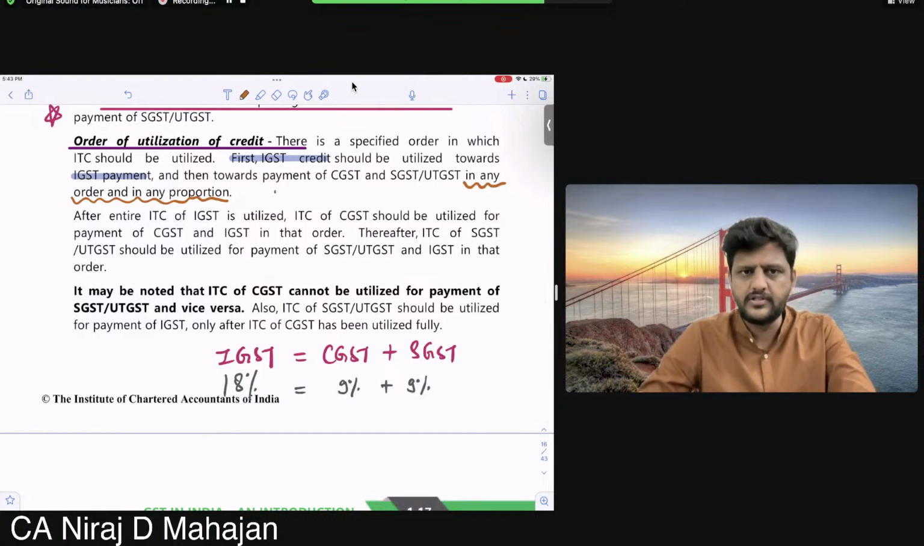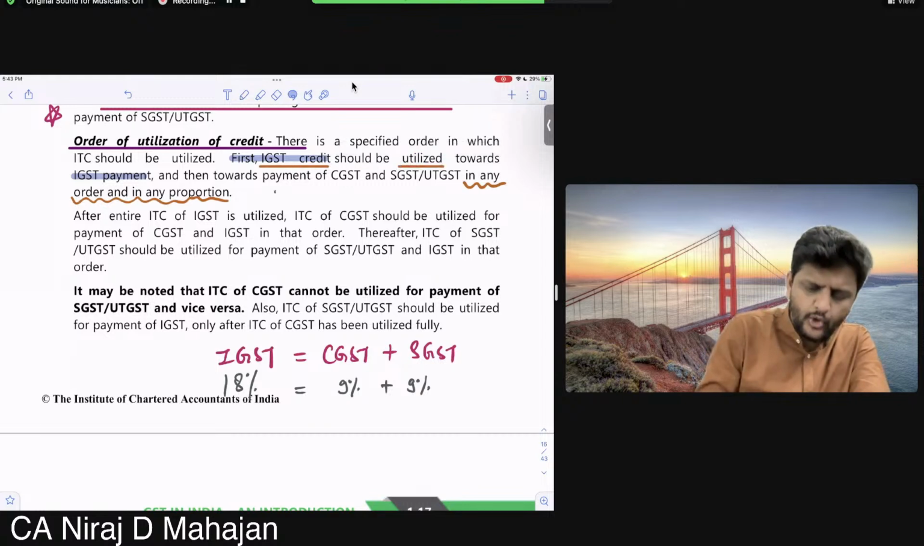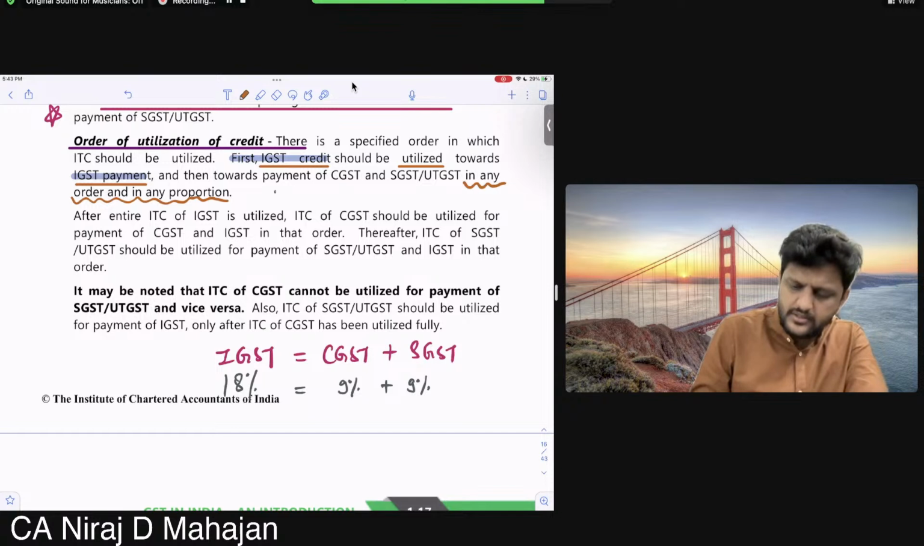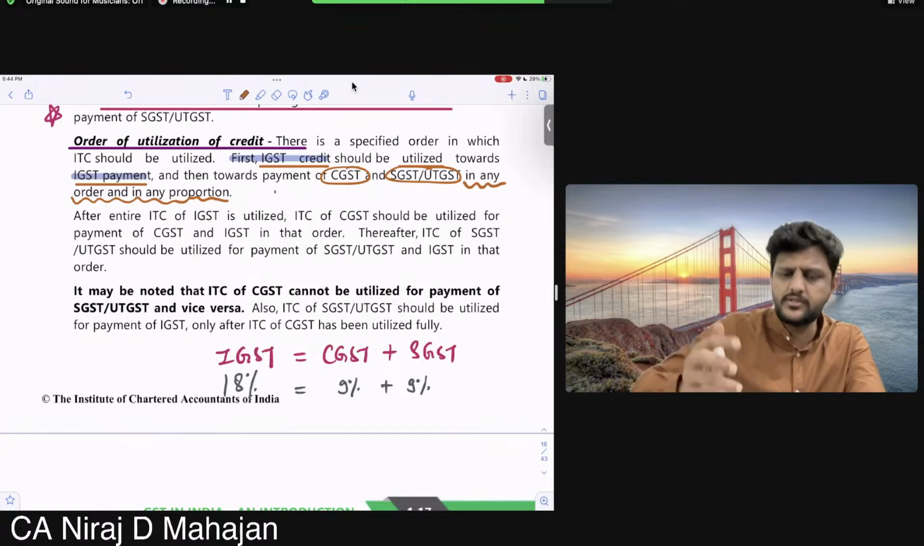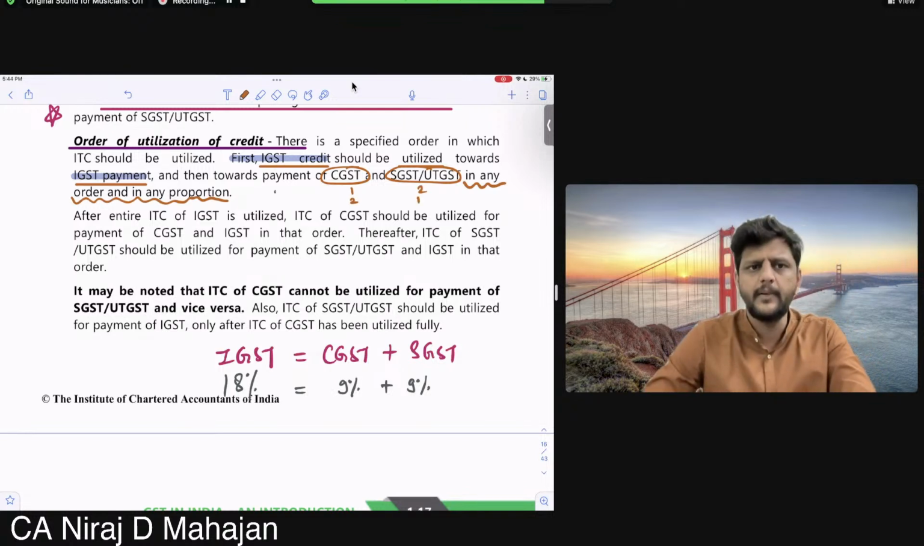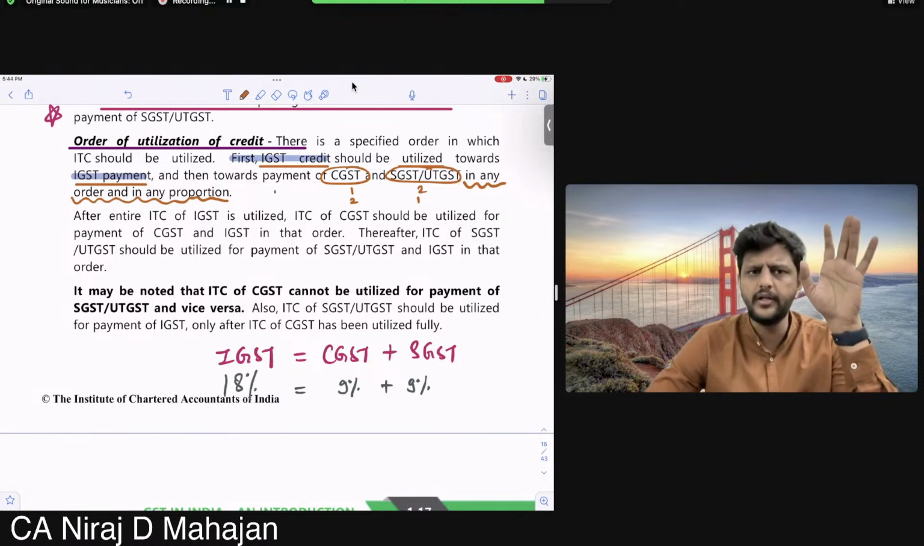Understand? Firstly, IGST credit will be utilized towards what? IGST output. First IGST to IGST, clear? And then towards either CGST or SGST in any order. Order means any sequence. So this can be 1, then this can be 2, or this can be 2, this can be 1. And also any proportion. Any proportion means some here, some there. That is also completely allowed. Clear?